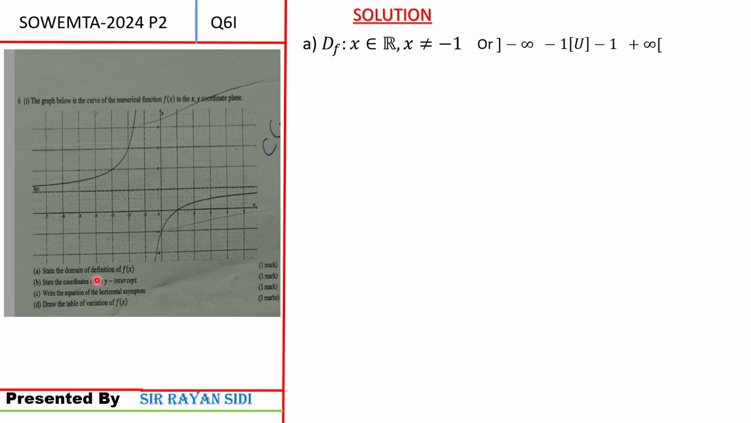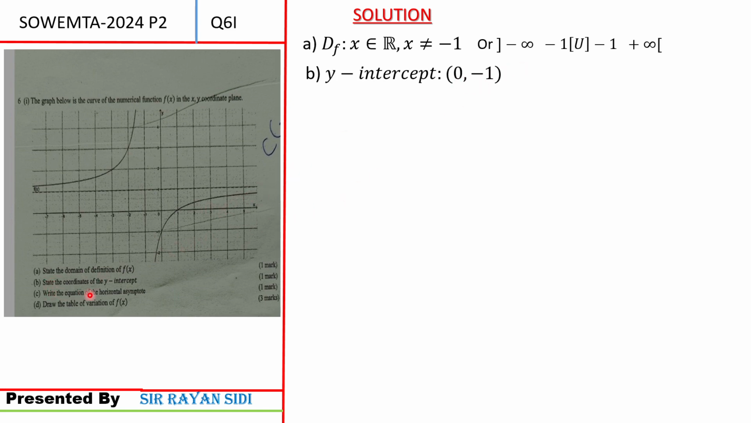Now the coordinates of the y-intercept. You know that the y-intercept occurs when x equals 0. Now this is the line x equals 0 here. Where does the curve touch the y-axis when x equals 0? It is at this point here. So it is at the point -1. So it means that the coordinates of the y-intercept are (0, -1).